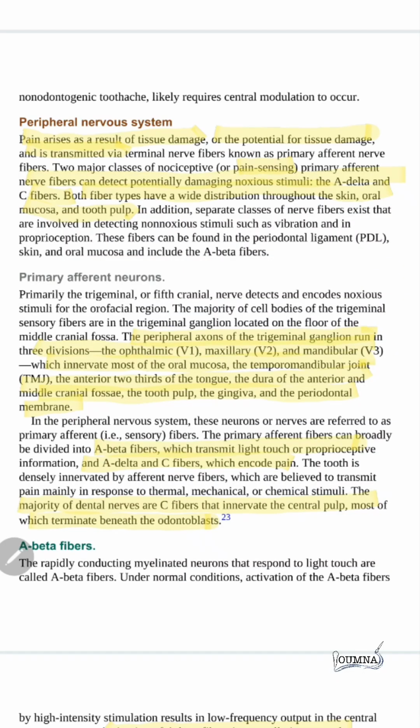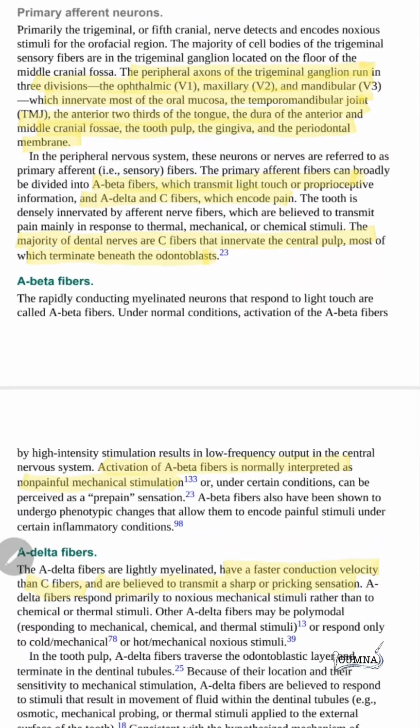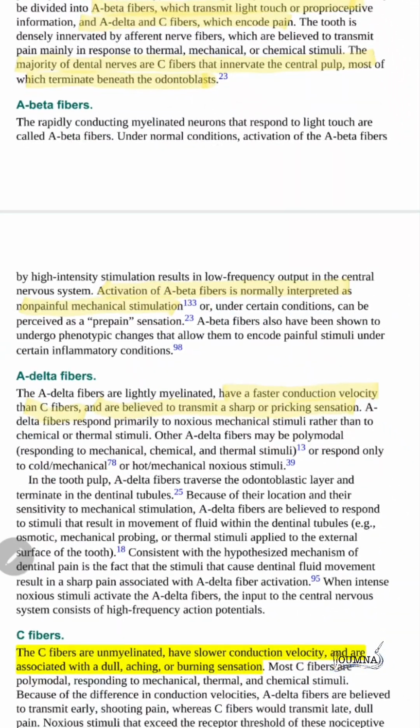First of all, what is pain? Pain arises as a result of tissue damage, which means when the tissue is getting hurt, it sends messages that we are having a problem. These messages are detected by special fibers. We have two types of pain detect fibers, which are the A delta and the C fibers. They have different types of pain sensation. Let's talk about first the A delta fibers.